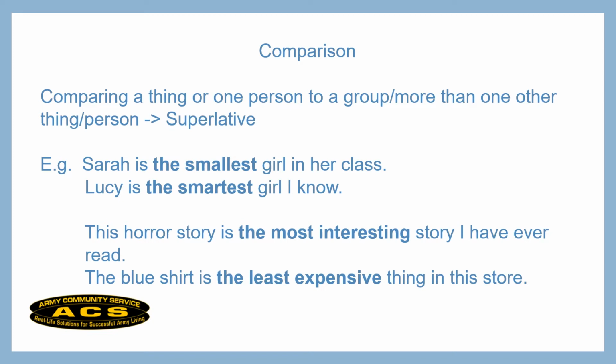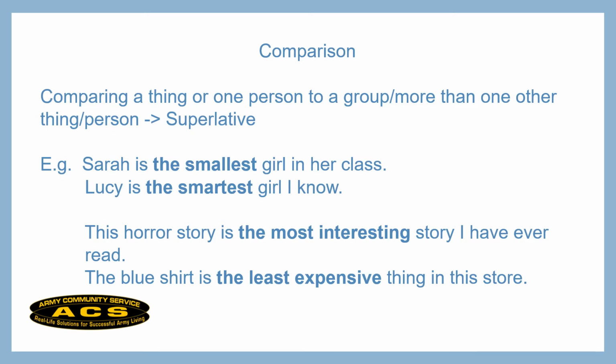For example, Sarah is the smallest girl in her class. So I'm not using smaller anymore. I use the smallest because I'm comparing her to the whole class, to all the other girls in her class. Lucy is the smartest girl I know. So she's smarter than any other girl that I know. I'm comparing her to all the other girls I know.